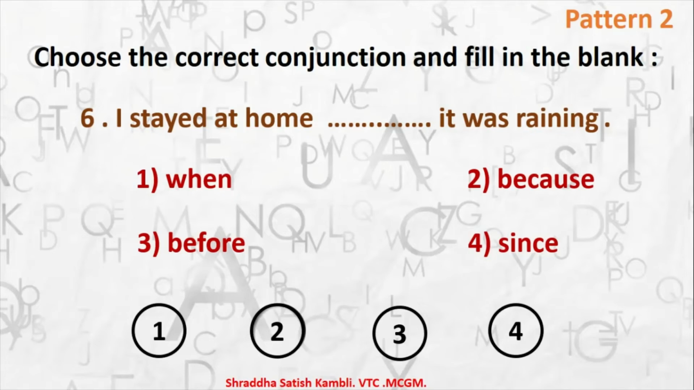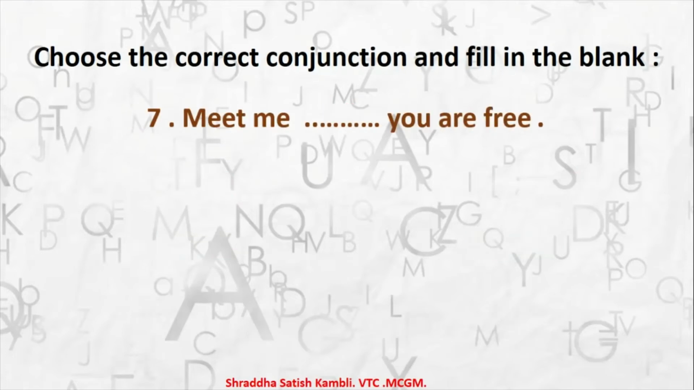Yes, it is option number 2, because. I stayed at home because it was raining. So that is the reason I stayed at home. Why? Because it was raining. I did not want to get drenched. Okay. Let's move on to the next example.